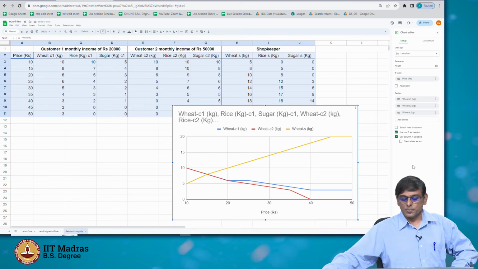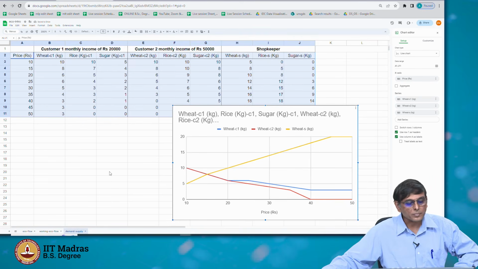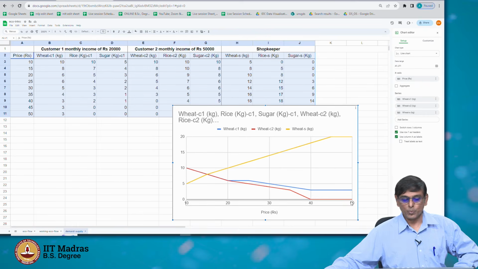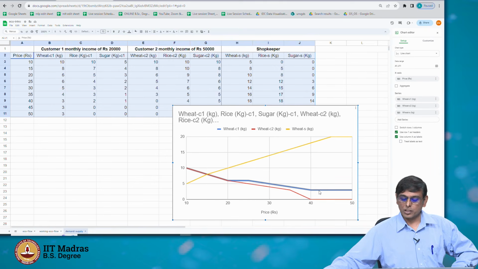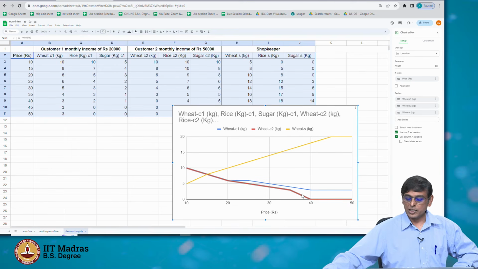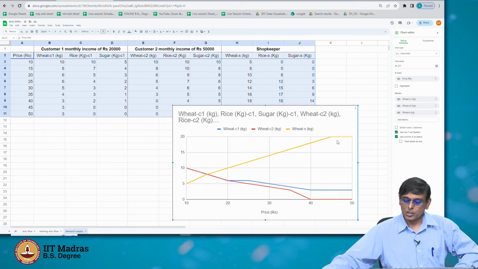Okay. So you can see basically that this blue line is wheat of customer 1, and this red line is wheat of customer 2, right. So you can see basically that customer 2 is supposed to have higher income, but the curve for customer 2 for wheat is lower than the curve for customer 1 for wheat. So that means that wheat is an inferior good. We discussed this, right? Wheat is an inferior good. Even though the income has gone up, actually the demand has come down. And this is the supply. This is how the supply is going.